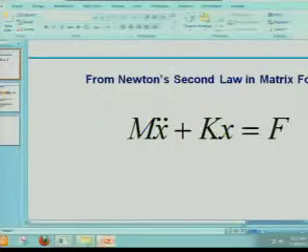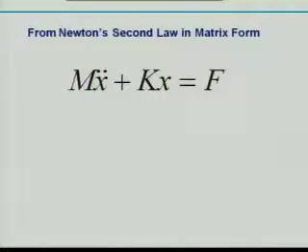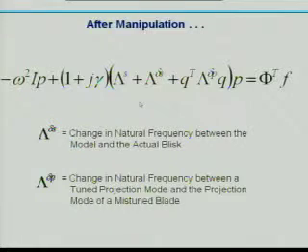Inside the reduced order model, we make use of Newton's second law in matrix form, where M is the mass matrix, K is the stiffness matrix, and X are the degrees of freedom. After manipulation, we arrive at this equation.